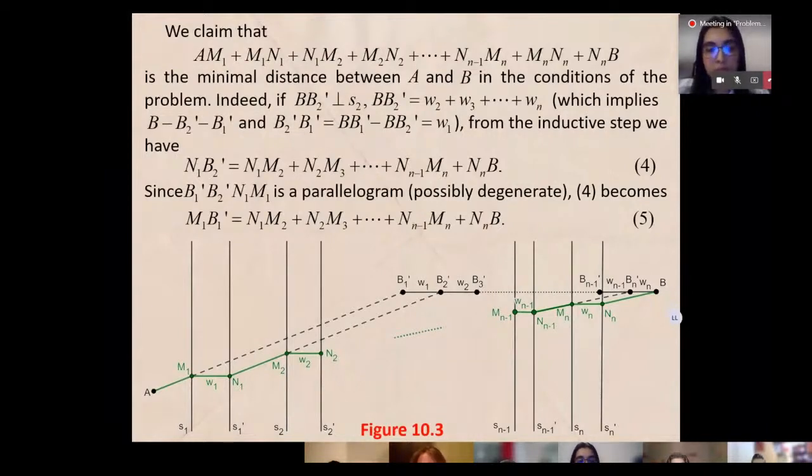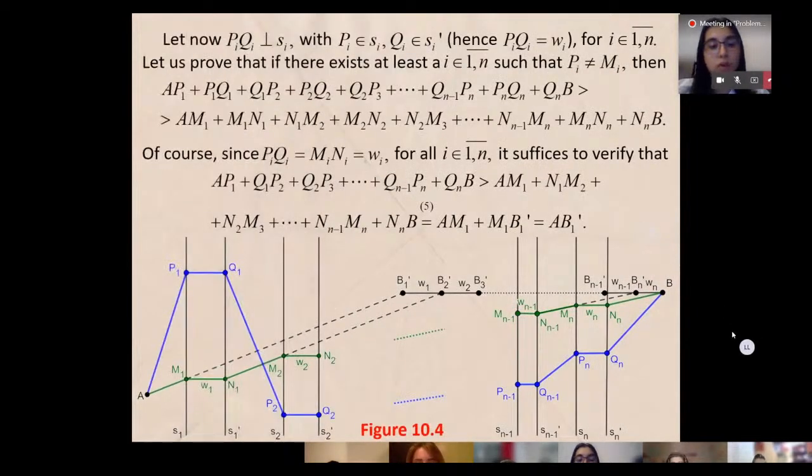We claim that by using this construction, we also get the minimal path from A to B. Indeed, if we take point B2 prime on B1 prime B, so that B2 prime B is the sum of W2 to Wn, by the inductive step, we know that we can move the oblique segments on the line M1, B2 prime. And we get formula 4. Because M1, N1, B2 prime, B1 prime is a parallelogram, we can replace N1, B2 prime with M1, B1 prime, thus getting relation 5.